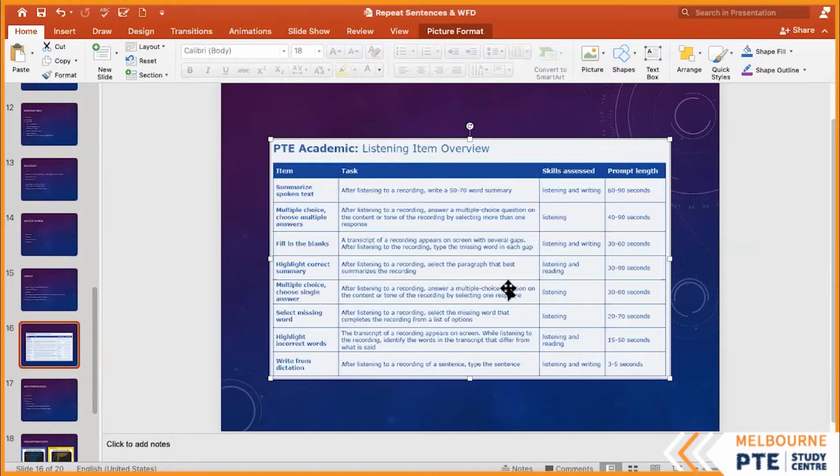Now, in speaking and writing, time management is automated. That means every single task has its own allocated time. Reading and listening is self-managed. That means you will get time for that entire section and you'll have to manage the time along with the question. In listening, only summarized spoken text is automated. That means you will get 10 minutes for each summary. After 10 minutes, it will automatically take you to the next question.